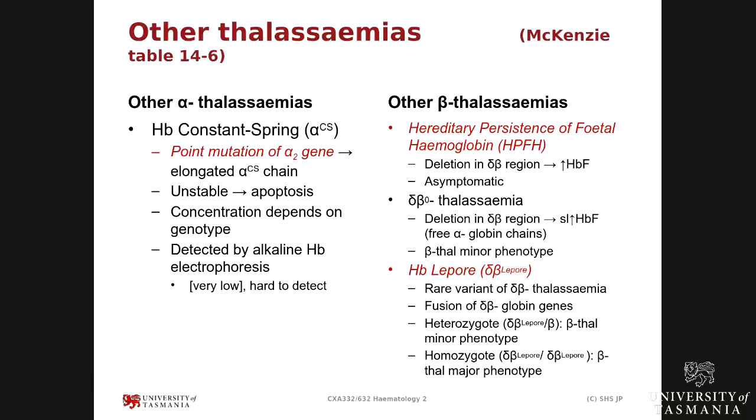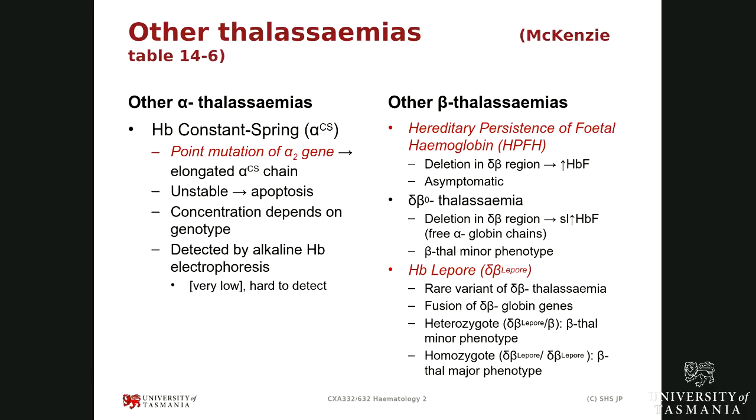There's a number of other thalassemias that you do need to know about, and the reason is that they're a little bit different to the normal run-of-the-mill alpha and beta thalassemias. The alpha thalassemia you need to know about is hemoglobin Constant Spring, and this is unusual because it comes about due to a point mutation. You may recall that most alpha thalassemias come about due to a gene deletion, but this one is a point mutation.